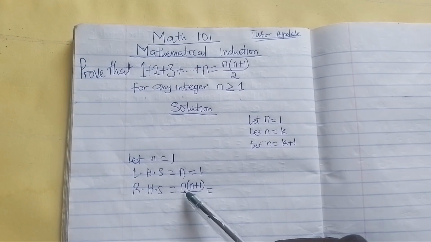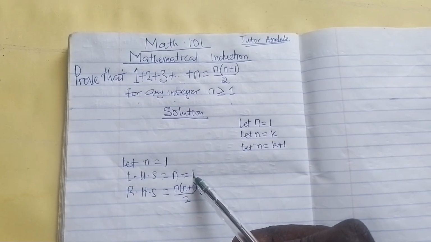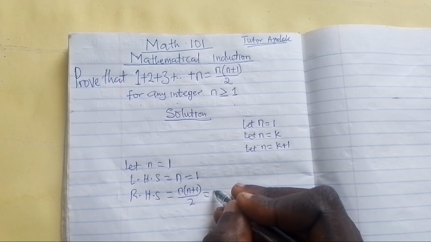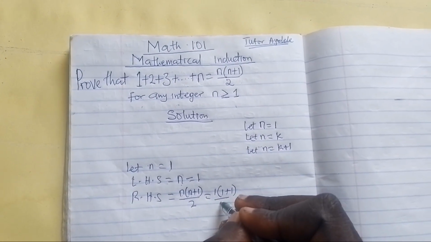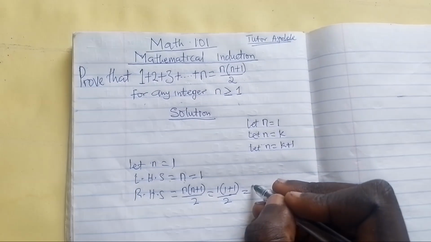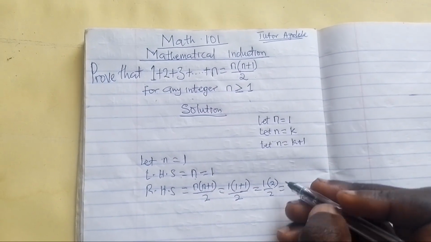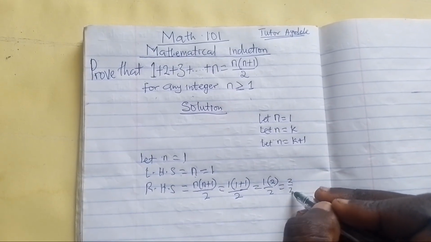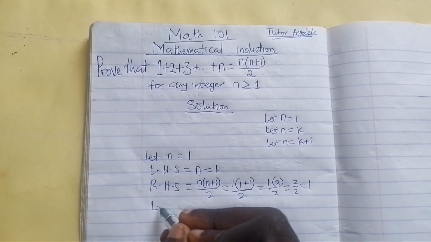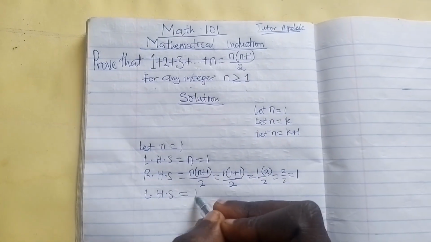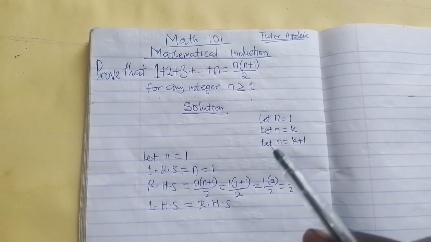So I want to substitute n equals 1 into this equation, whether it will also give me 1. So if I write 1 into bracket, this will become 1 plus 1, close the bracket, all over 2. So this gives us 1 into bracket 1 plus 1, which is equal to 2, all over 2. So 2 times 1 will be 2 over 2, that is equal to 1. So we can see that our left hand side is equal to the right hand side. Okay. Then we can proceed to the next step.